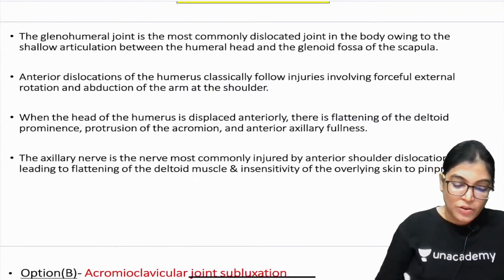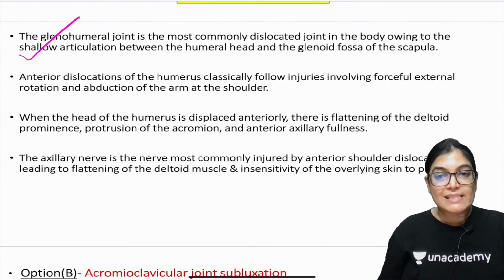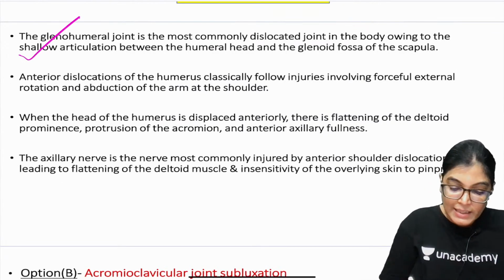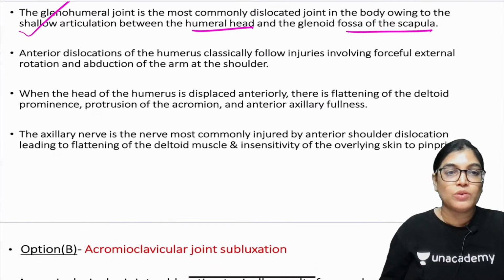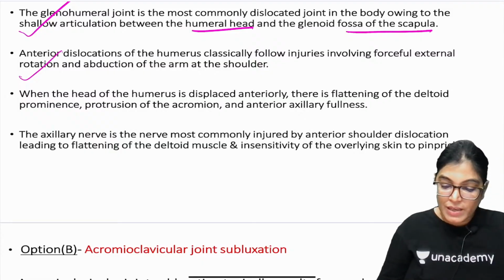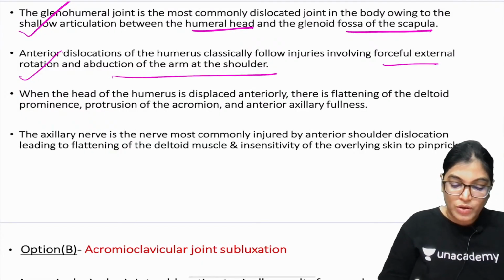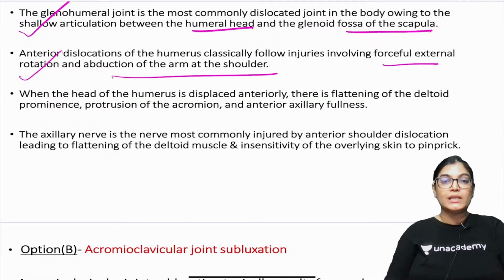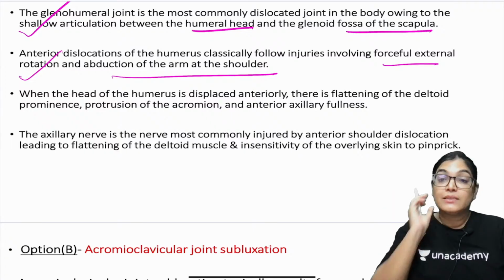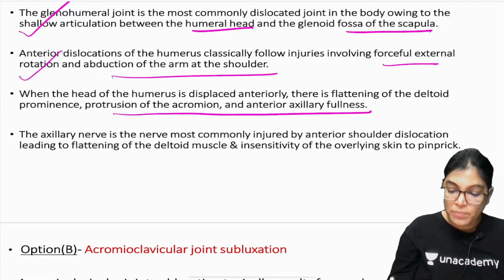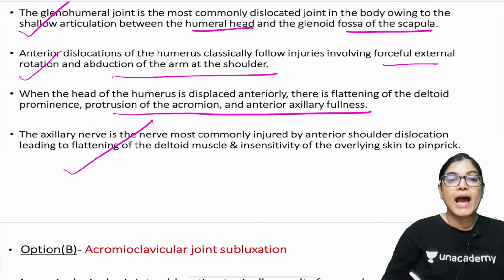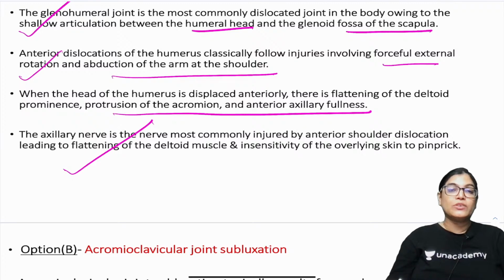Now see here, the glenohumeral joint is the most commonly dislocated joint in our body. It is an articulation between the humeral head and glenoid fossa. Basic points already known to you. The anterior dislocation will involve forceful external rotation and abduction of the shoulder, and it is associated with protrusion of the acromion and anterior axillary fullness, and this will lead to injury to which nerve?